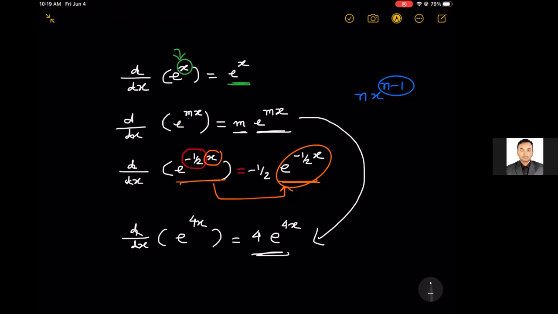All right. So let us go for the next one. The next one is for the higher derivatives. That means what happens if you have to calculate the derivative more than once.